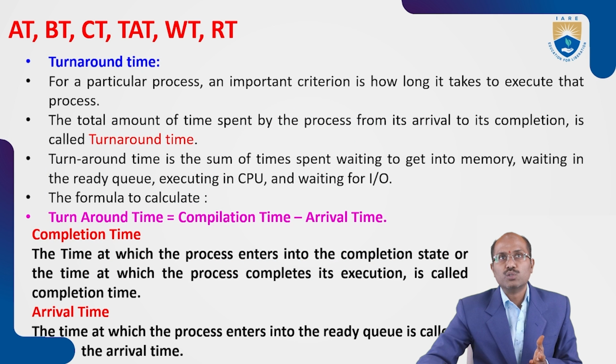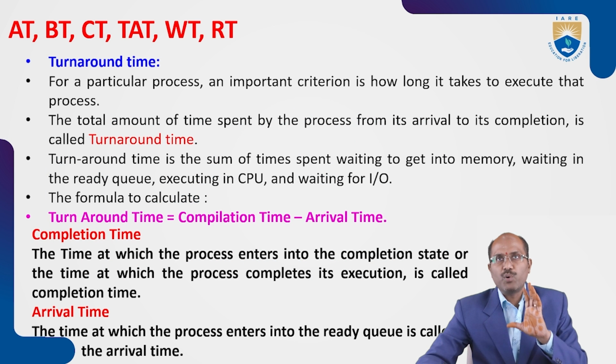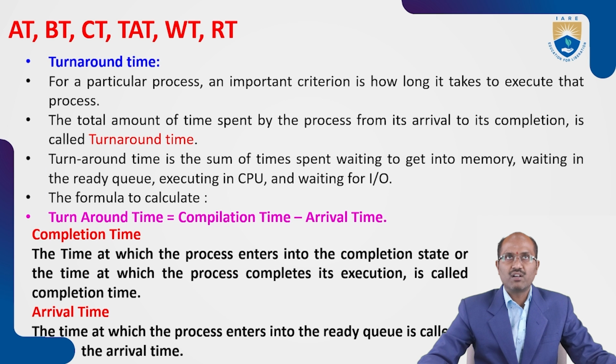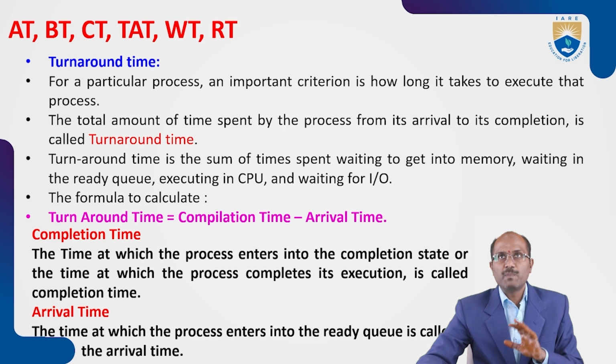Okay, coming to turnaround time. This is a very important factor, found using the arrival time, burst time, and completion time. So first you have to calculate the arrival time, burst time, and completion time. Then you have to calculate the turnaround time. The important criterion is how long it takes to execute that process. The total amount of time spent by the process from its arrival to its completion is called turnaround time.